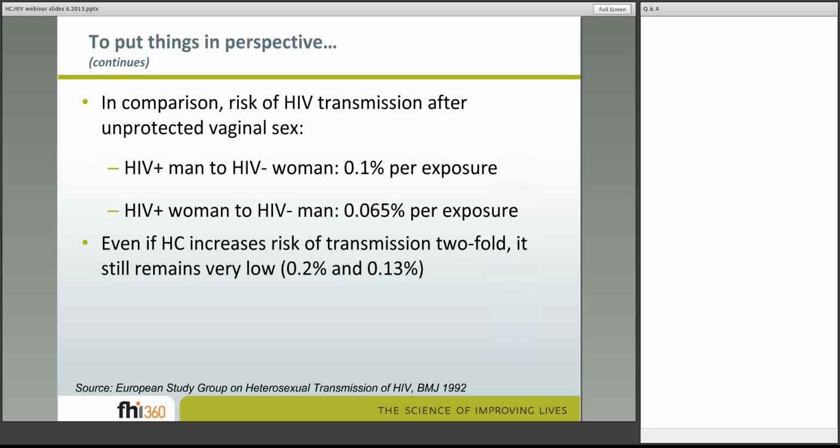Now, in comparison, risk of HIV transmission after unprotected vaginal sex is pretty low. It's about 0.1% per exposure when a man is positive and a woman is negative, and it is even smaller when the situation is reversed. Even in the worst case scenario, if we assume that hormonal contraception increases risk of transmission twofold, HIV risk per exposure still remains very low at 0.2% and 0.13% respectively.